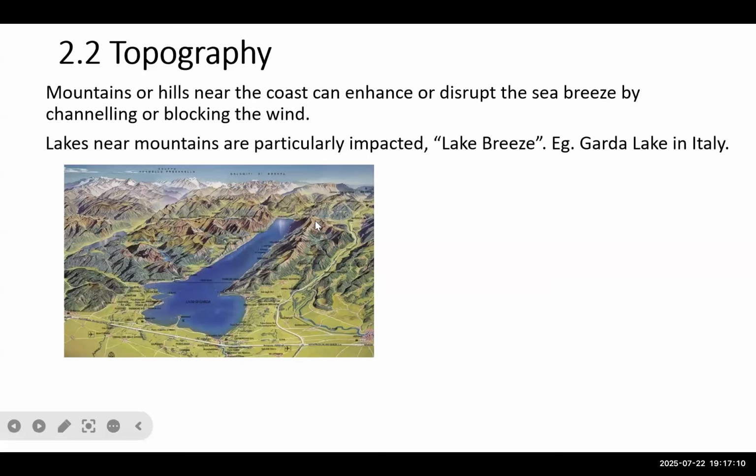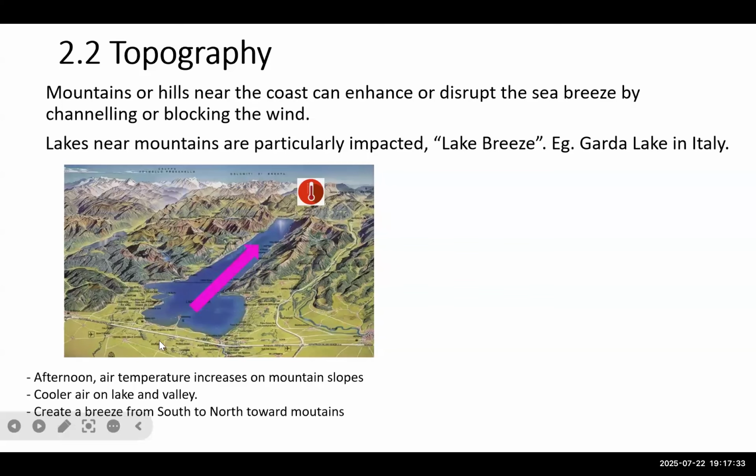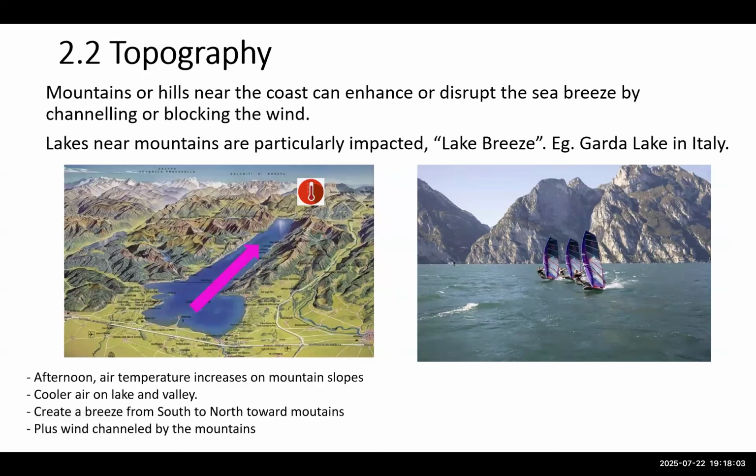This lake is surrounded at the north by mountains, and during the afternoon, those mountains heat up a lot. The air warms up because the slopes of the mountains are facing the sun. And the air remains cooler over the lake or even over the valley. The consequence is to create the sea breeze, blowing from the colder to the hotter. So this is a sea breeze, but you can also imagine the breeze going up, the return flow in altitude, and then going down. It's exactly like at the sea. And on top of this, the wind is channeled by those mountains, making the wind strong and very reliable. This is why there is plenty of sailing happening on Lake Garda.